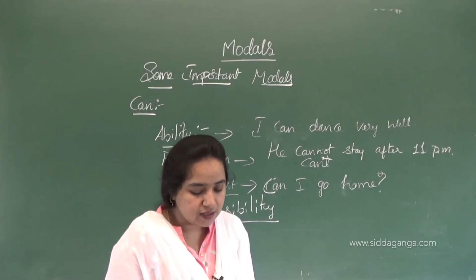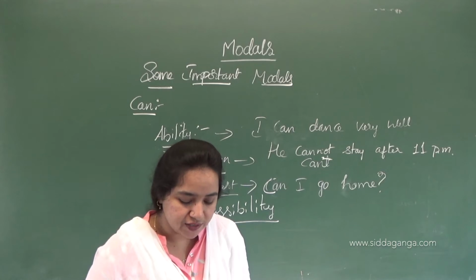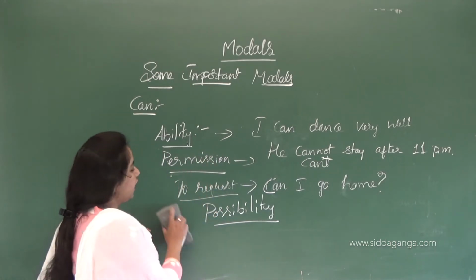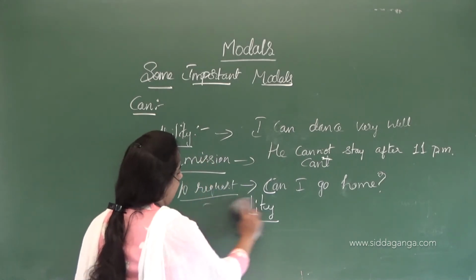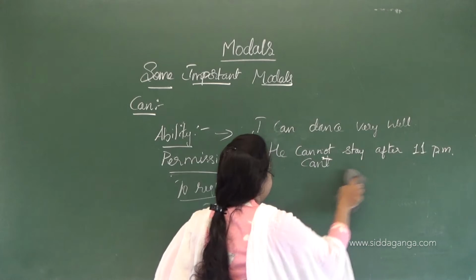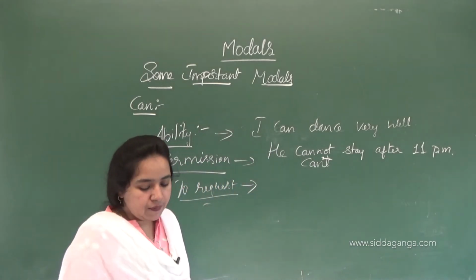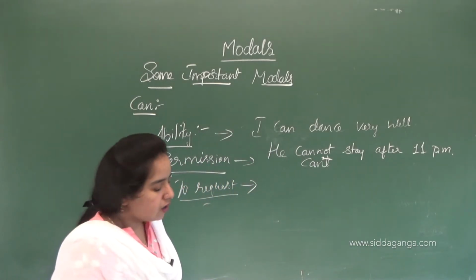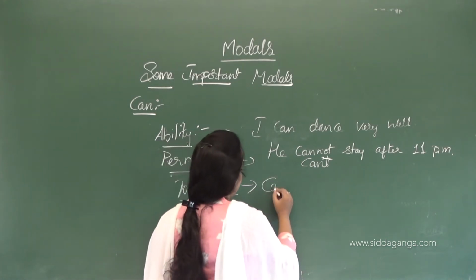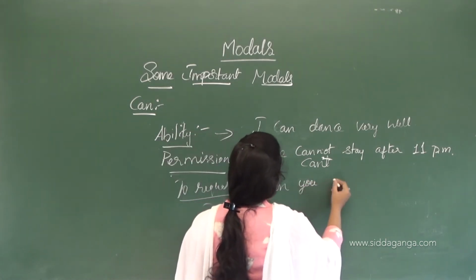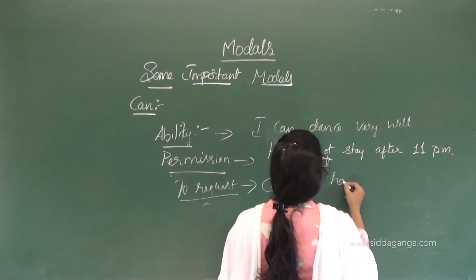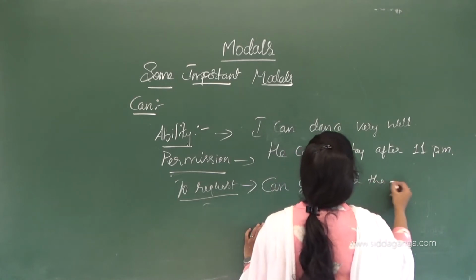The next is request. Let's see the request form. If I need someone's help, I have told you already, but I will give another example here. Can you hand me the mobile?